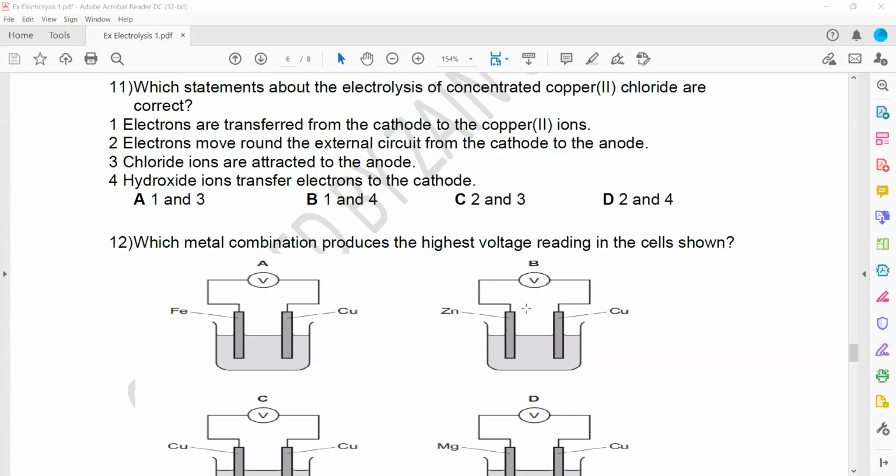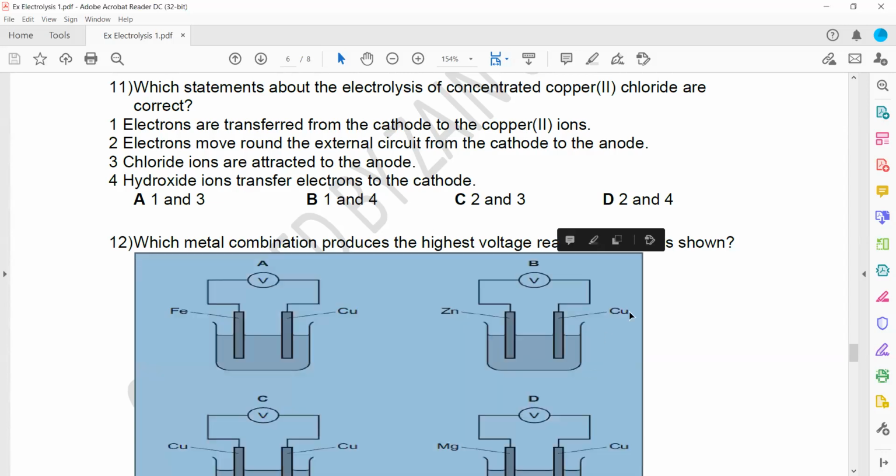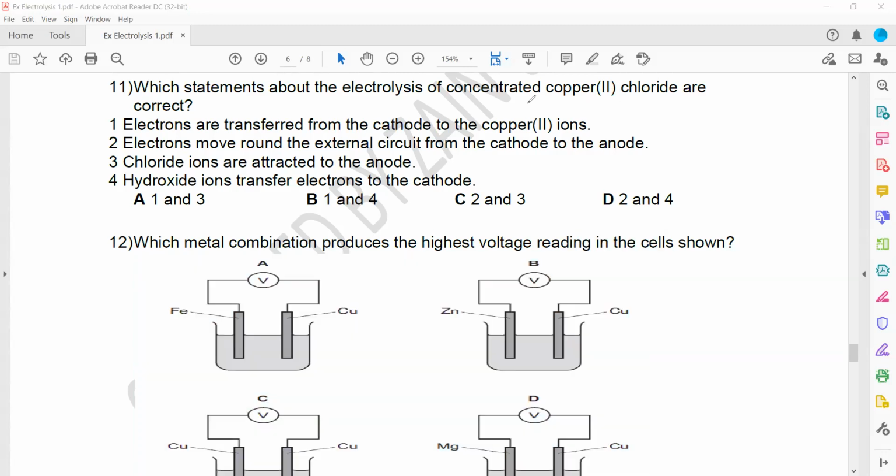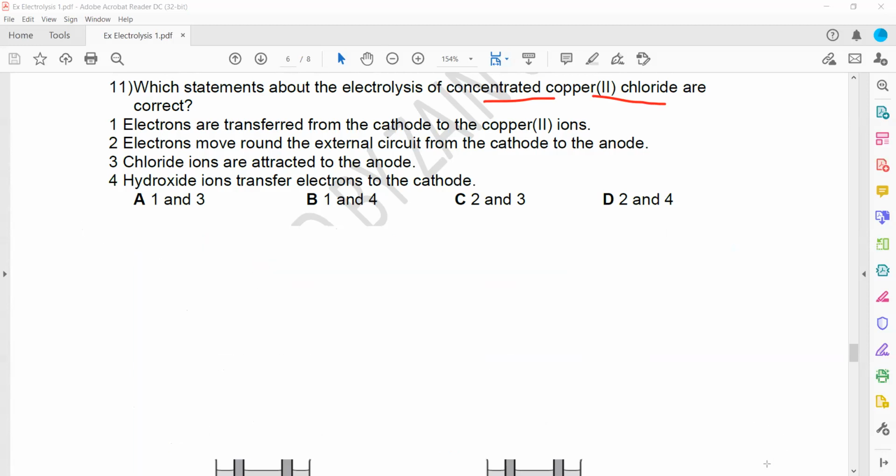Question related, MCQs related to the topic electrolysis. Which statements about electrolysis of concentrated copper chloride are correct? Again, when you are doing electrolysis, the first thing you have to do is write the equations. You should understand what will happen during this electrolysis.